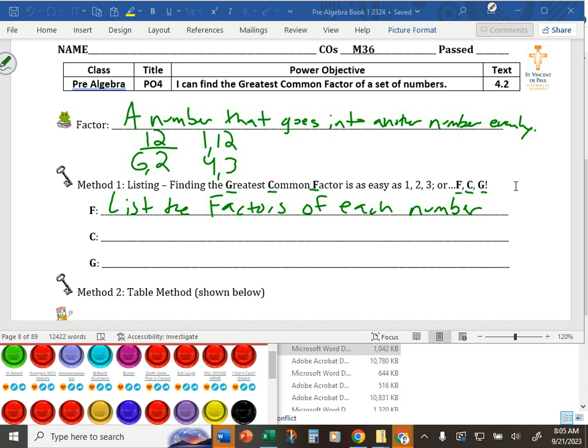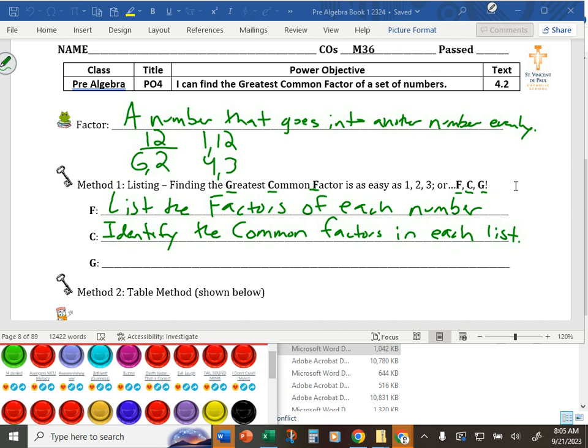And then C stands for common. Okay? You need to identify the common factors in each list. What numbers show up in both lists? Those are the common ones, right? Common means to share or to both have. If you have something in common with another person, you have a characteristic or a style or a favorite food that you share. And that's what we're looking for here, those common factors.